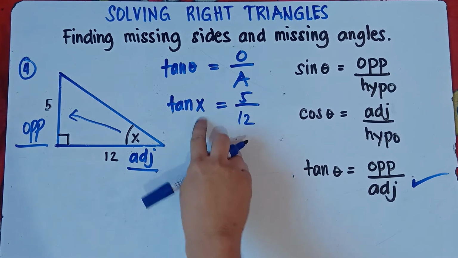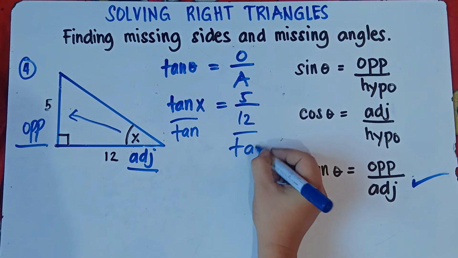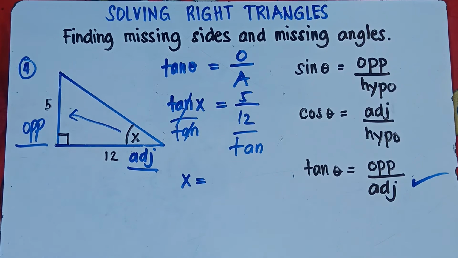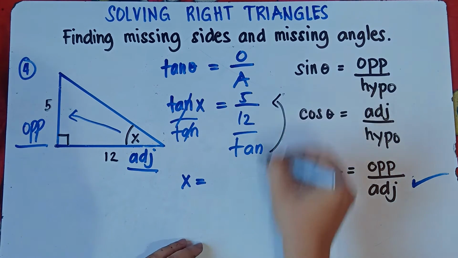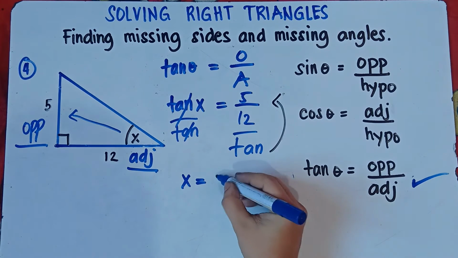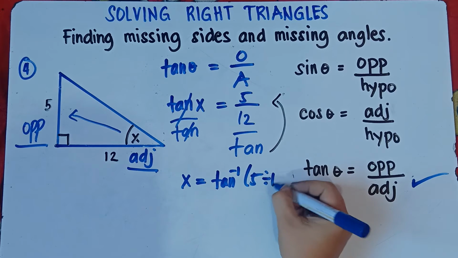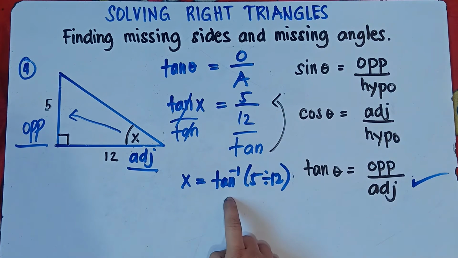Now to get the value of x, you divide both sides by tangent. So cancel this out. This will be x equals, now in this scenario, class, you need to put this tangent on the top. Therefore, you need to get the inverse. So this will be inverse tangent of 5 divided by 12.